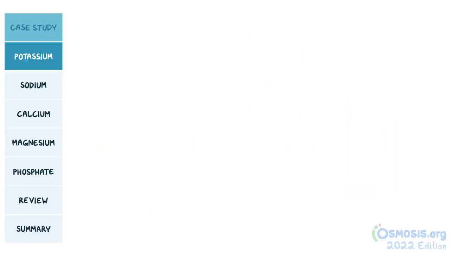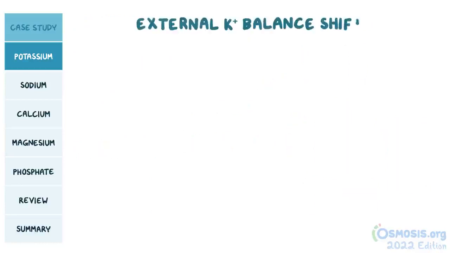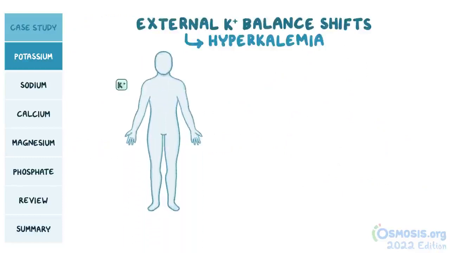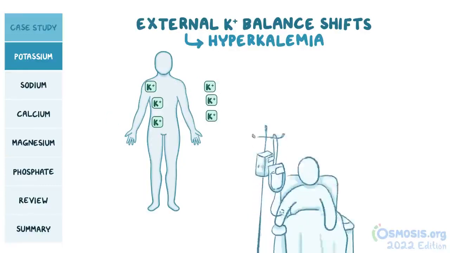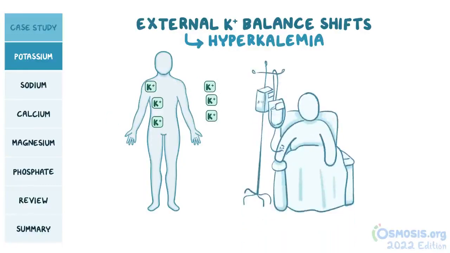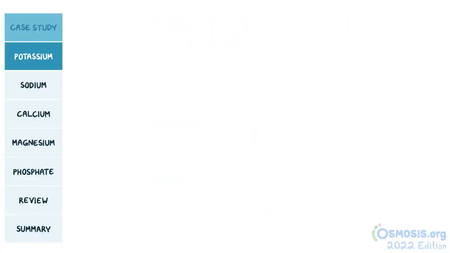All right, on to external potassium balance shifts resulting in hyperkalemia, which has to do with potassium intake and excretion. That said, simply taking in too much potassium can lead to hyperkalemia, but this would typically arise from rapid, excessive infusion of potassium into the bloodstream, like in individuals receiving intravenous fluids. Most other cases have to do with the kidneys and their ability to regulate what stays in the blood and what gets excreted into the urine.